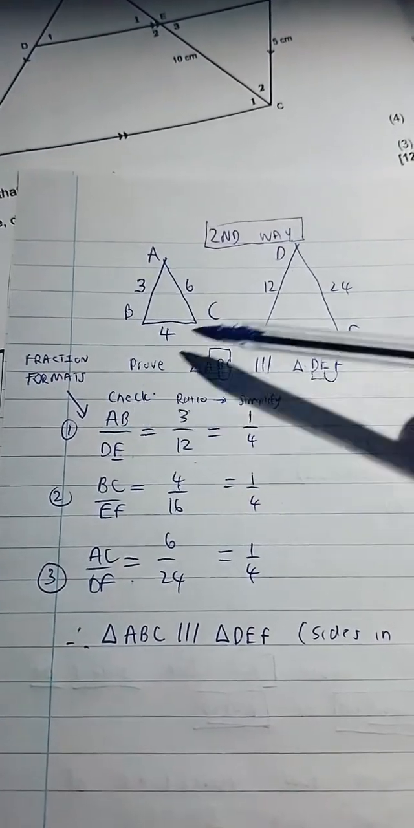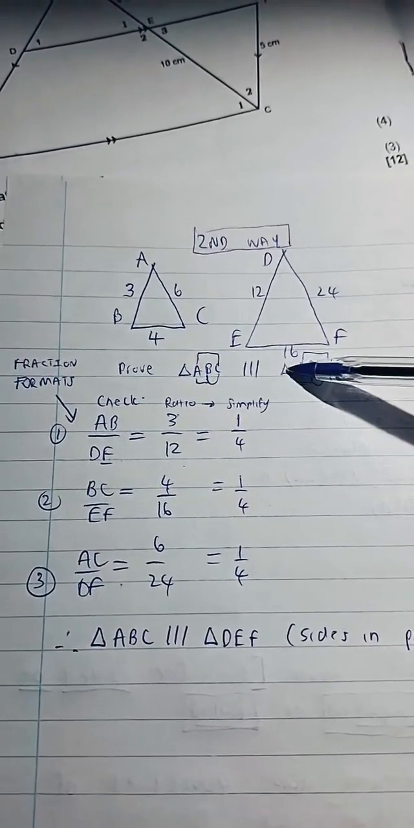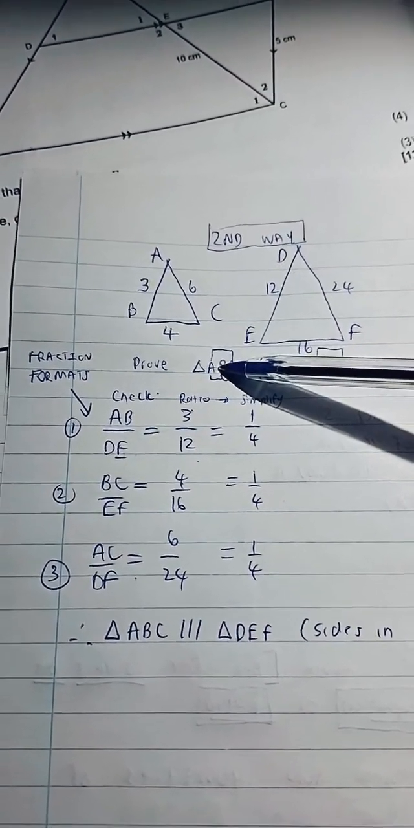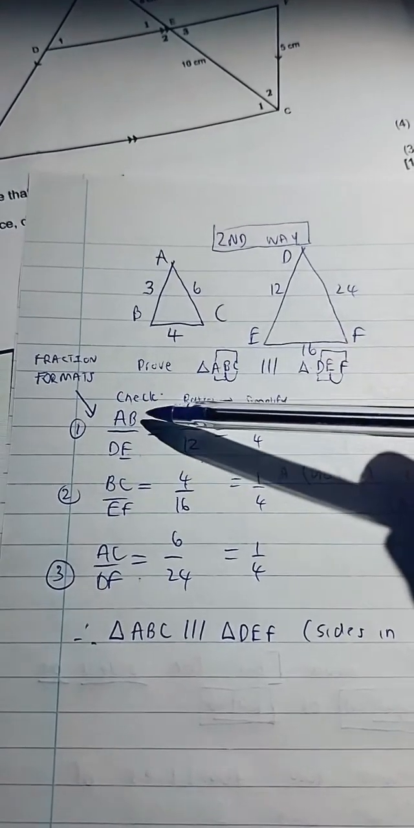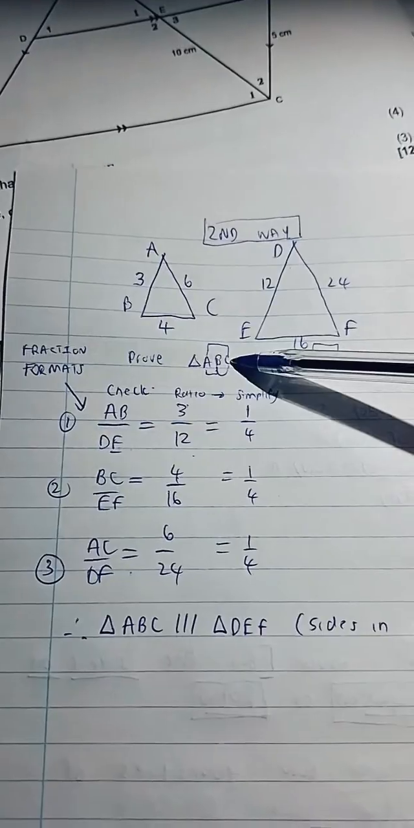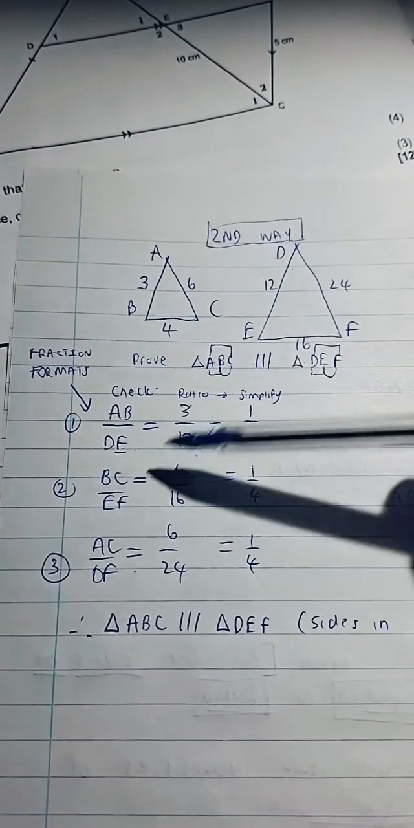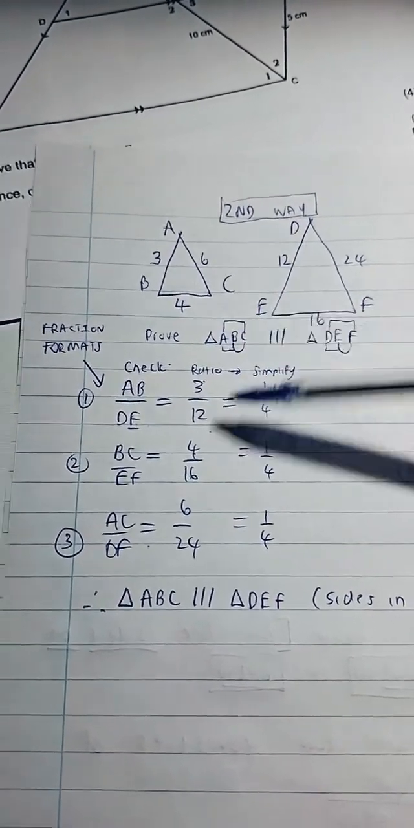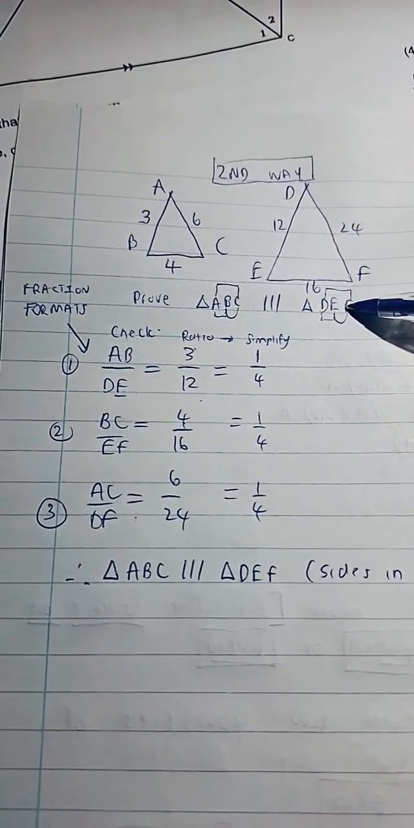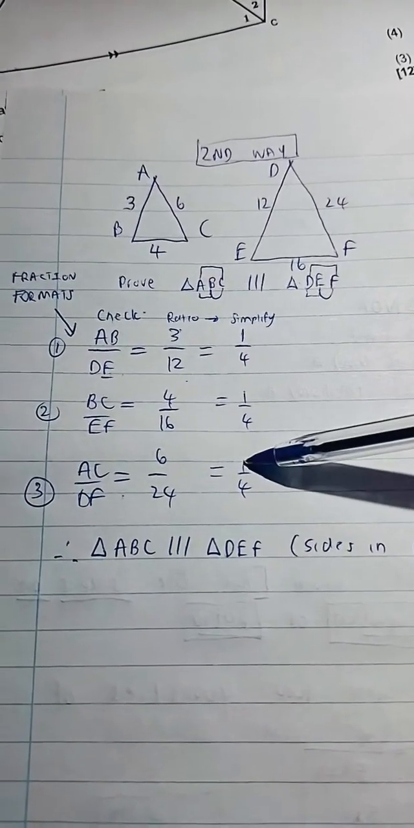And I said if you start with AB over DE and you start with this side, then the numerator length should be AB. It should always be what you start with from this side. You see, it's BC for this one. It is AC for this one. And then your denominator values will be for your second triangle. Then you simplify the ratios.